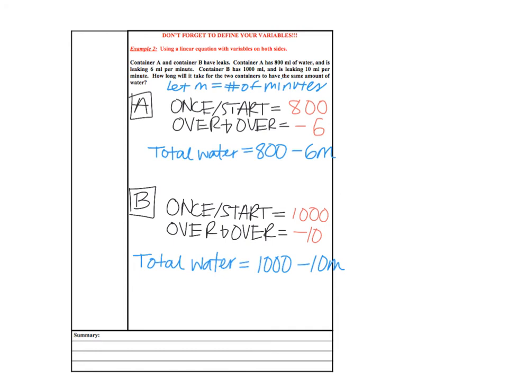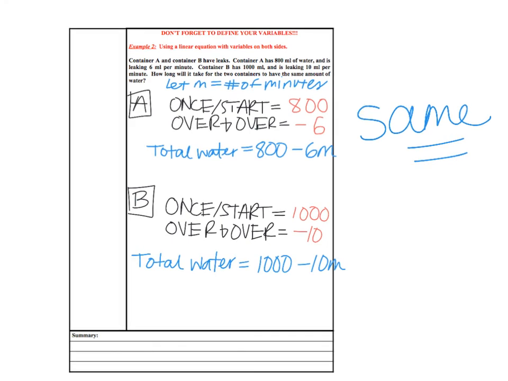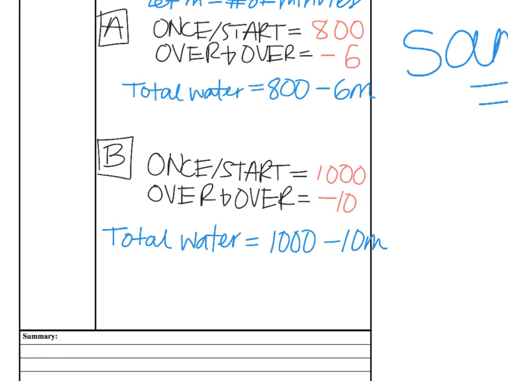In math, what does same mean? You can say it out loud. Equal. Same means equal. And so we are going to set those two things equal to each other. So 800 minus 6M, container A, is equal to 1,000 minus 10M. Your job is to figure out how many minutes it takes for them to be the same. So you need to solve the equation, write a sentence, and then summarize your notes.